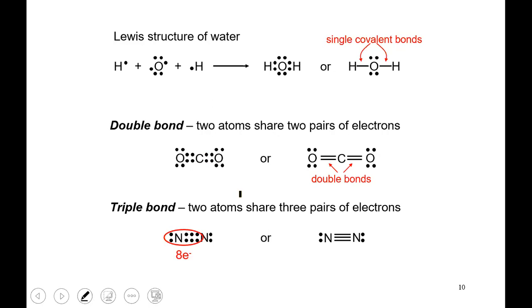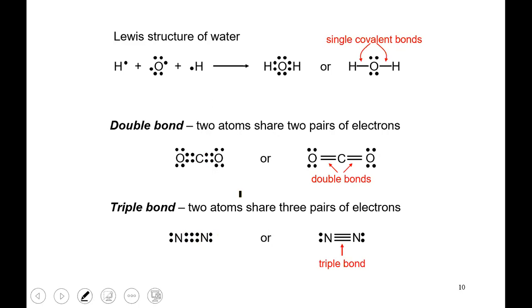Again, looking at the octet rule, including the electrons shared, nitrogen on the left has 8 total. Nitrogen on the right has 8 total. And because there are 3 pairs of electrons being shared, we have a triple bond in here. So this is essentially how we're going to, the tools that we're going to be using to cover these things. Now let's talk a little more in detail about these bonds, because right now, for example, look at the single, the double, and the triple.